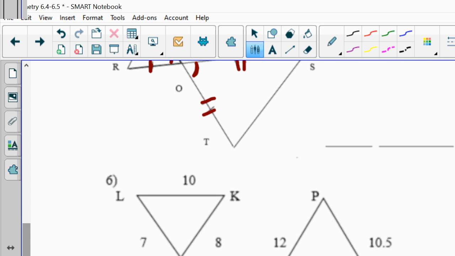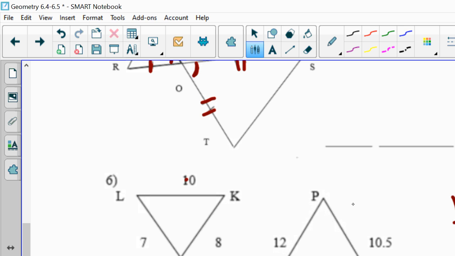Number 6, they give me the sides, right? So if I check sides, I'm going to check the 10 and the 15 together. So 10 over 15 reduces down to 2 and 3. The 8 and the 12 reduces down to 2 over 3.